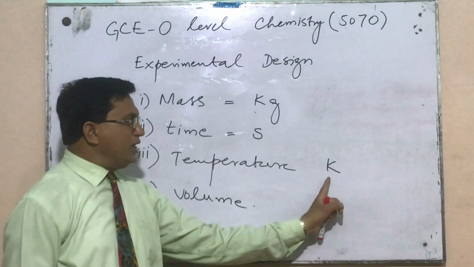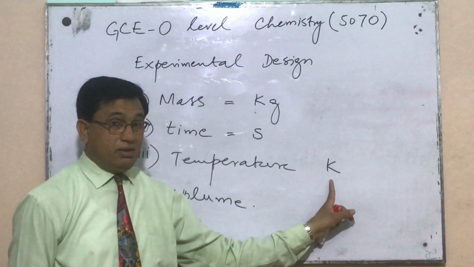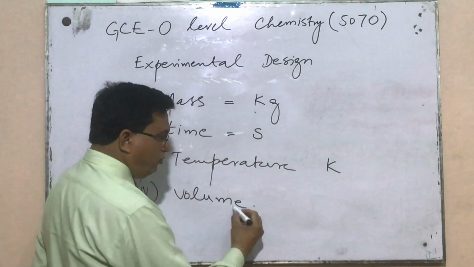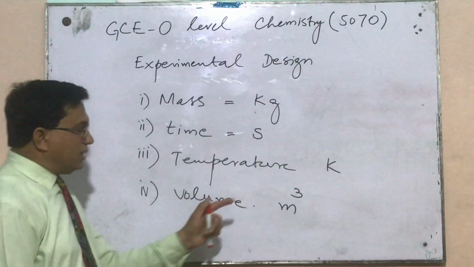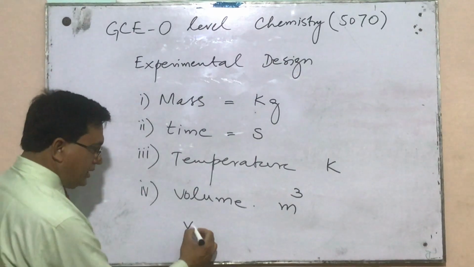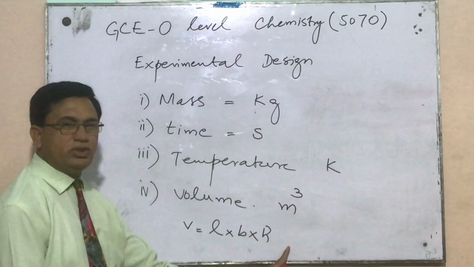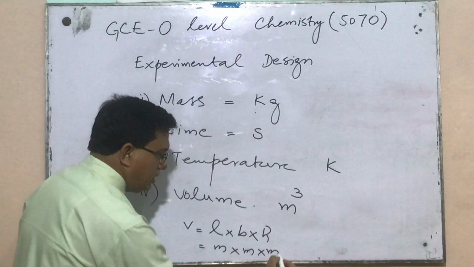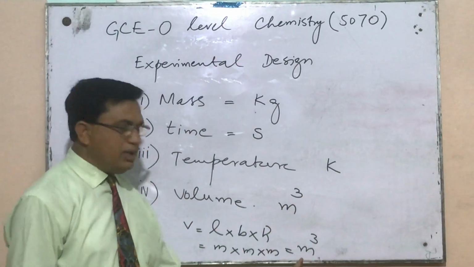But an ambiguity is there. The symbol used for Kelvin and the symbol used for potassium is the same. That should not be. And finally, the volume. The SI unit for volume is meter cube, because the SI unit for length is meter, and according to the formula, volume is length into breadth into height. If we use 3 times the same unit, meter multiplied by meter multiplied by meter, we will get meter cube. That's why the SI unit for volume is meter cube.